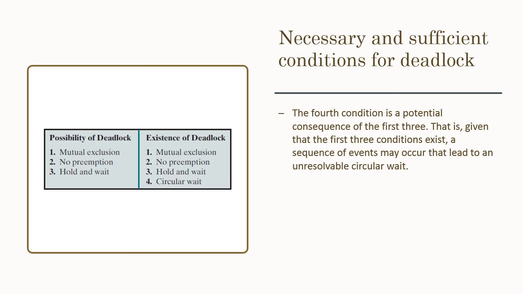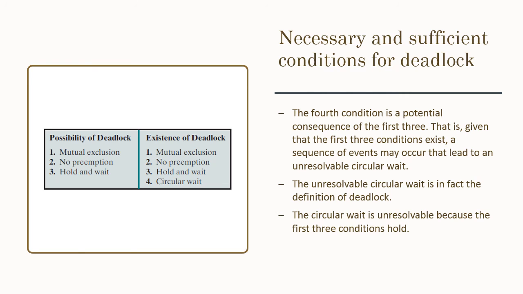The fourth condition is a potential consequence of the first 3. That is, given that the first 3 conditions exist, a sequence of events may occur that lead to an unresolvable circular wait. The unresolvable circular wait is in fact the definition of deadlock. The circular wait is unresolvable because the first 3 conditions hold.